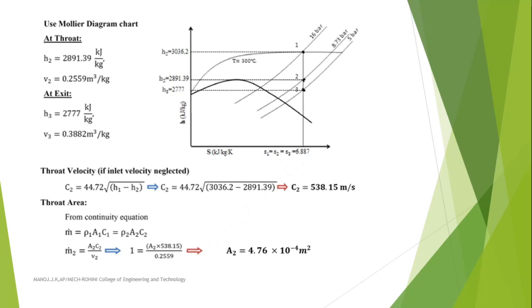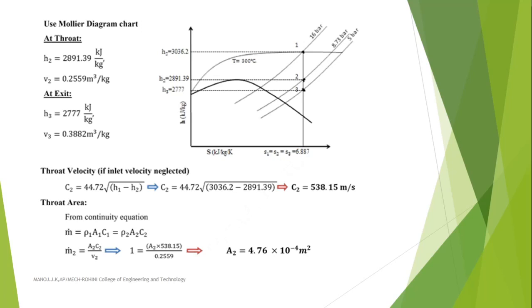The density is nothing but the reciprocal of specific volume. So instead of the density, I am substituting the specific volume, 1 by v. Now we don't need the initial condition. We need to find the throat area at condition at region 2.